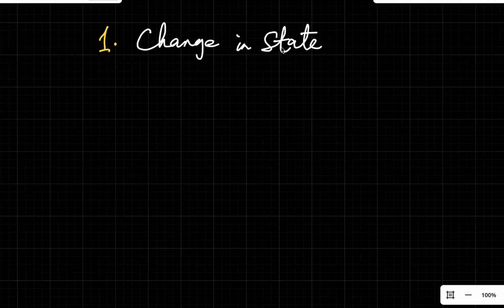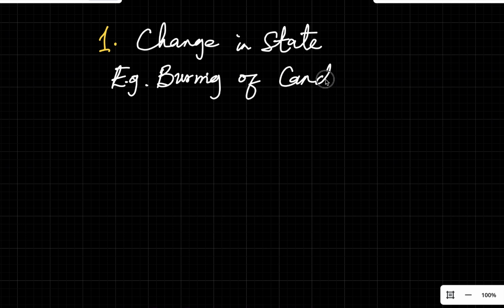First is change in state. Now let me give you a typical example of change in state so that it makes everything about this tutorial sink in your brain. The typical example is when you're burning a candle. So what really happens? Let's assume, pardon me, I don't know how to draw, but let's assume this is a candle, and let's say this is the flame.